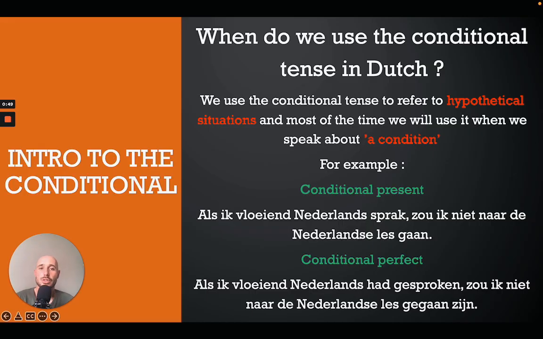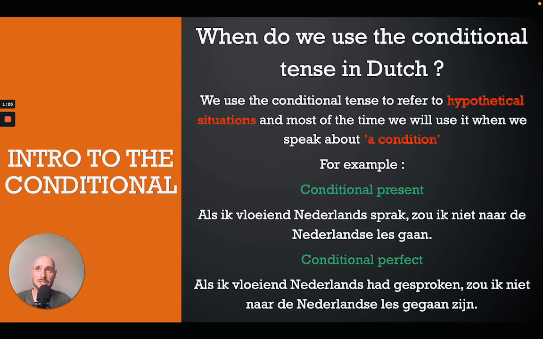Alright, so first of all, when do we use the conditional tense in Dutch? We use the conditional tense in Dutch to refer to hypothetical situations. So say situations which can or will happen, but it's not 100% sure. And most of the time we talk about conditions, alright? So we will see the conditional in the present, we will see the conditional in the past, we will see the conditional when it means supposed to, and when it means should or ought to, or we also use the conditional if we want to sound more polite in Dutch.